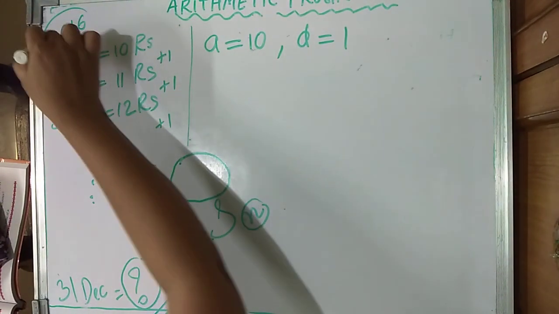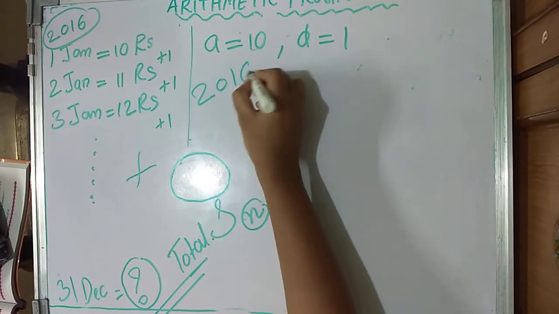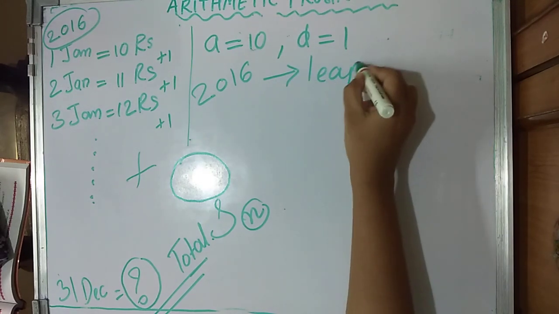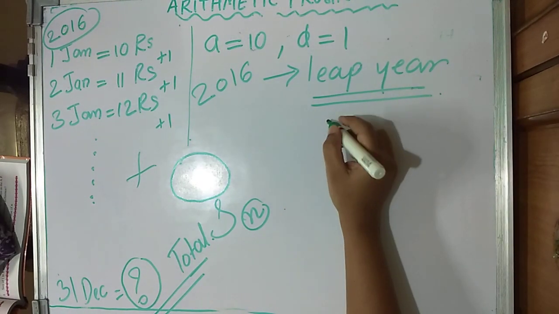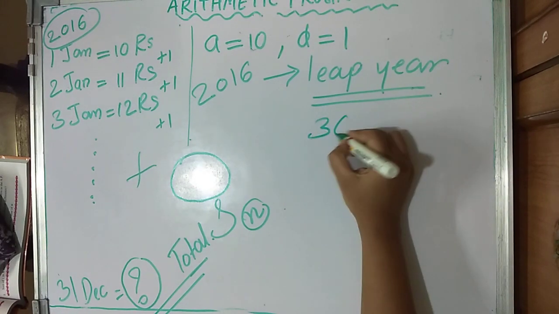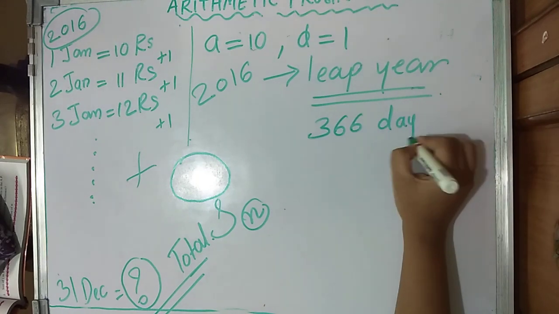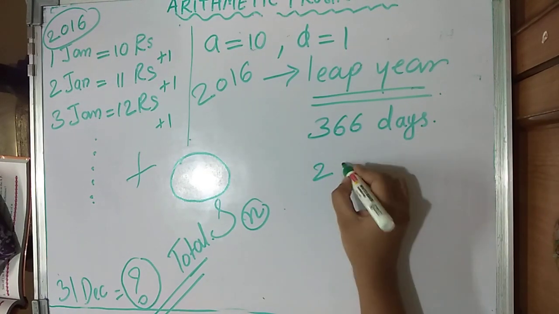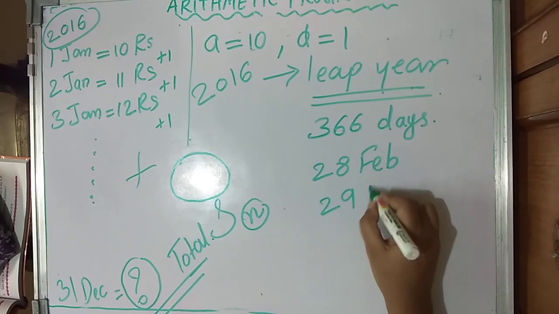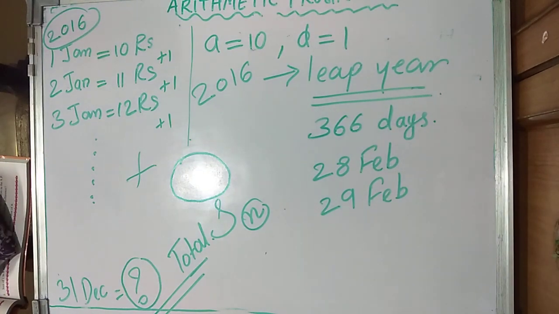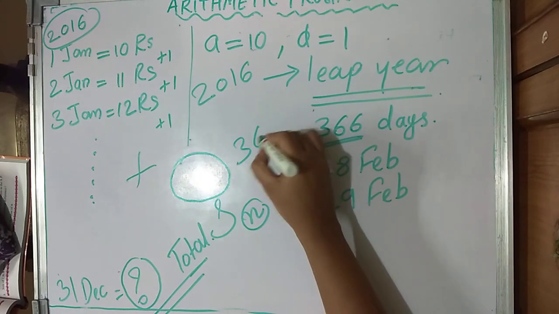If you observe, it's the year 2016. 2016 is a leap year. A quick revision of leap year. A leap year comes once in 4 years, and it has a total of 366 days. Why 366 days? Because usually we have only 28 Feb in normal calendars, but in a leap year you have 29th Feb also as a date. That means one day extra in a leap year. So in a leap year you have 366 days and in a normal year you have 365 days.